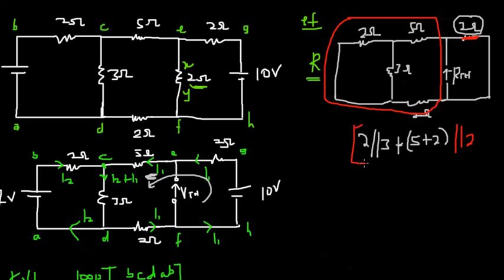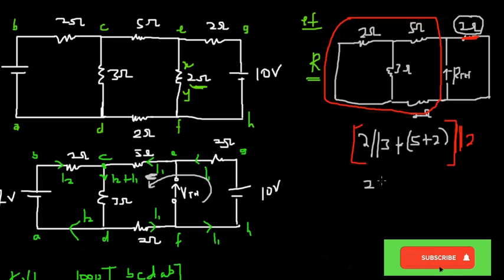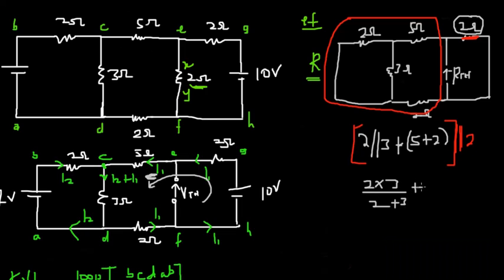So when you solve for this, you end up with 8.2. So that will be in parallel with the 2 ohm. Let me simplify this further. This is what I mean by 8.2. So we will have 2 times 3, divided by 2 plus 3, plus 5 plus 2.